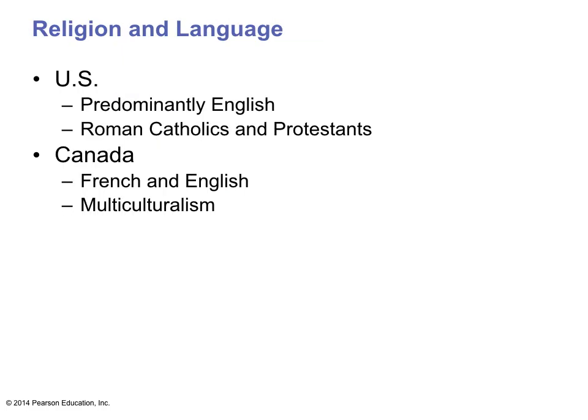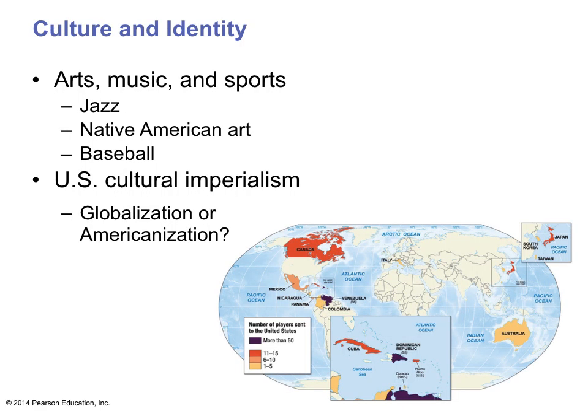In terms of religion and language, the United States is predominantly English, with Roman Catholics and Protestants sharing the main religious areas. Canada is primarily French and English, and they have a high degree of multiculturalism. Culture works the same way. We are very heavily involved in the arts, music, and sports, as you can tell. The big question is the United States really pushing their culture on other parts of the world? And that is something we've already talked about, that some people believe that the spread of American culture is threatening to the rest of the world.